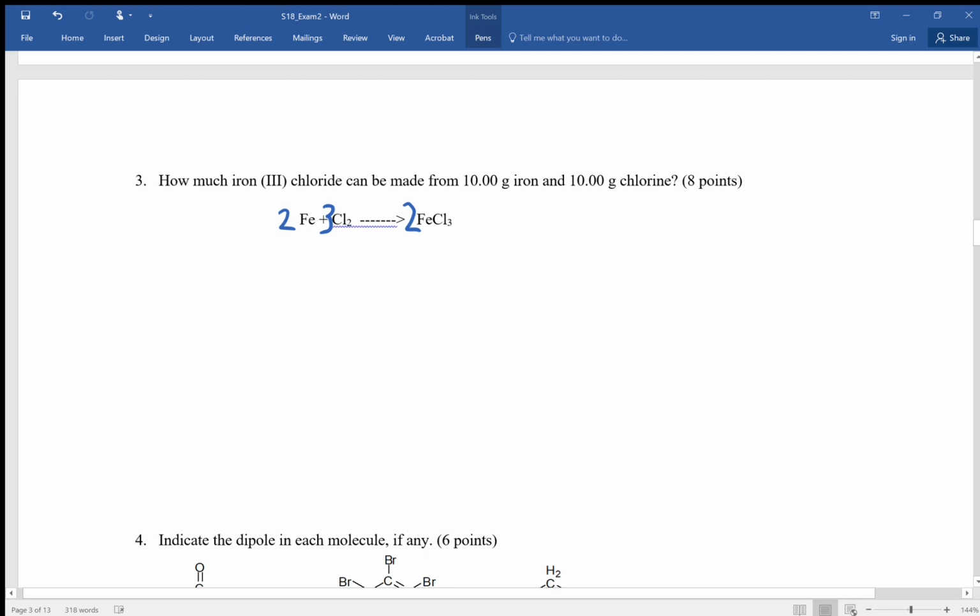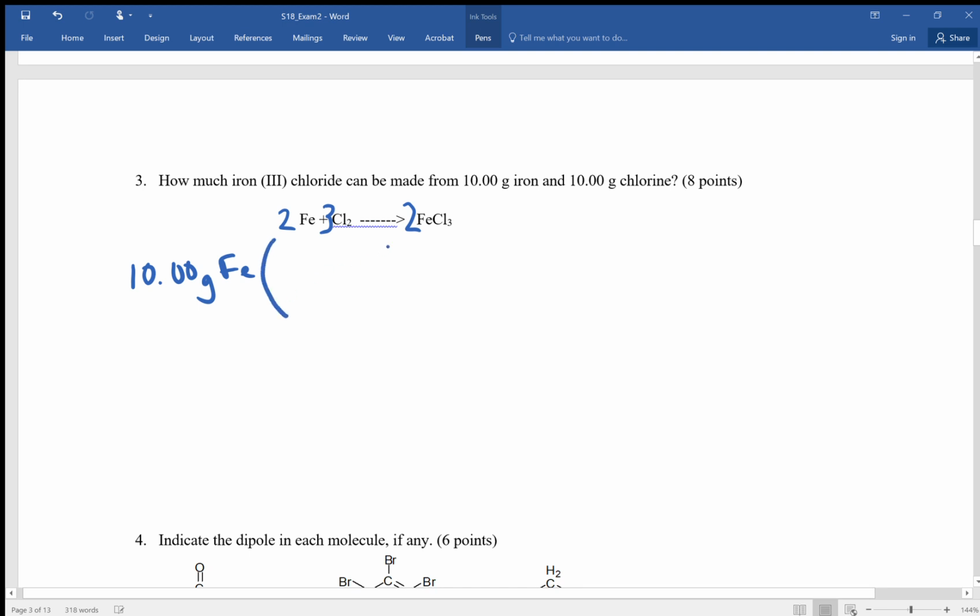As we've gone over in class, there are a number of ways that we can approach a problem like this. The one that I'm going to use here is to calculate the amount of product that can be formed in both cases. So if we start from the 10 grams of iron, remember, any problem like this, we're going to go from grams to moles, moles of starting material to moles of product, and then moles of product back to grams of product.